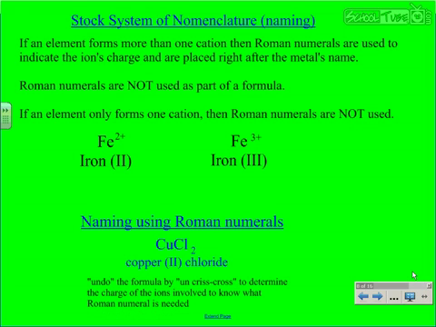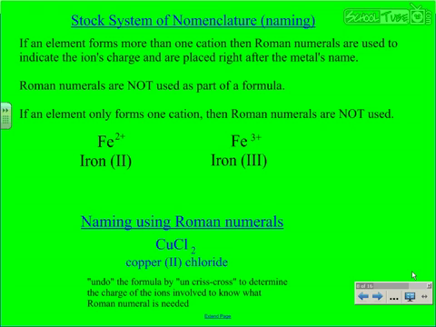So this is the stock system of nomenclature. This is dealing with the D block elements that can form more than one ion. So those D block elements can form more than one positive cation. Some of them, but not all of them. So if you look either at your ion sheet or at your periodic table, you'll see that some of them have more than one ion.